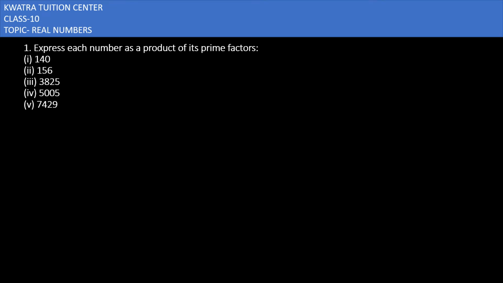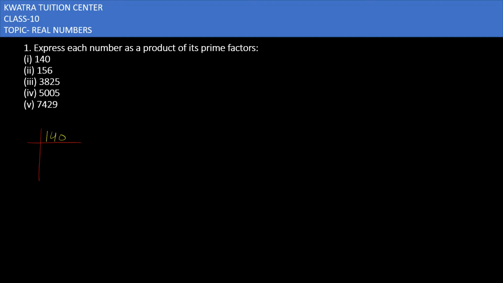Let's start with question number 1. It says express each number as a product of its prime factors. तो हमें यहाँ पे क्या करना है कि हमारे जो भी नंबर हमें प्रोवाइडेड है उसका प्राइम फैक्टर निकालना है. जैसे कि आपको पता है कि 140 का क्या होगा, it will be divided by 2 first of all.